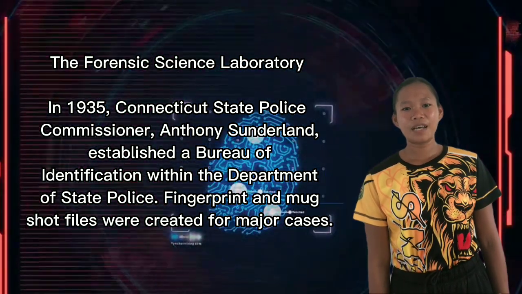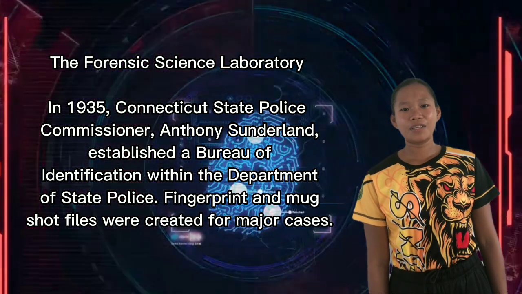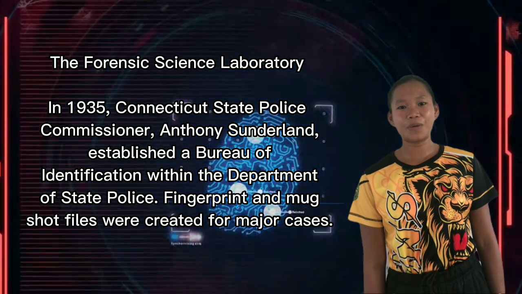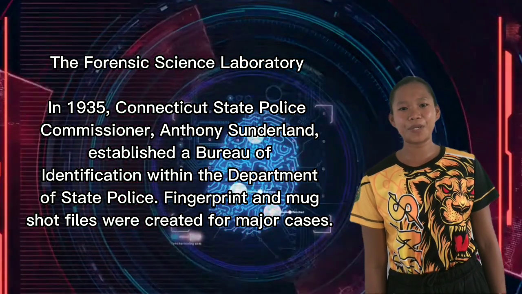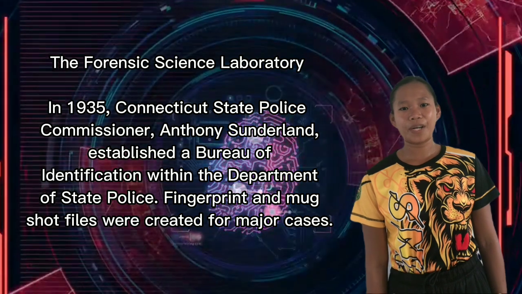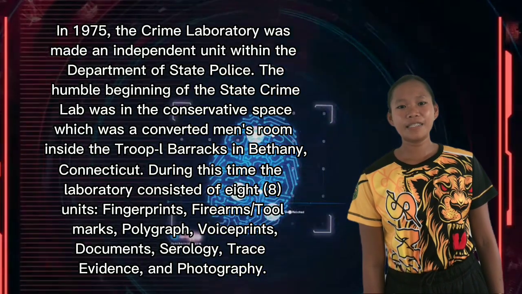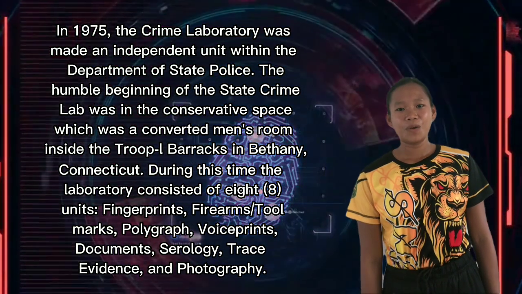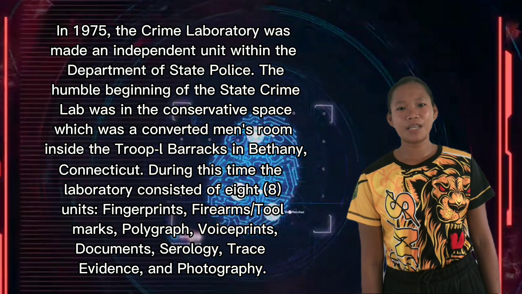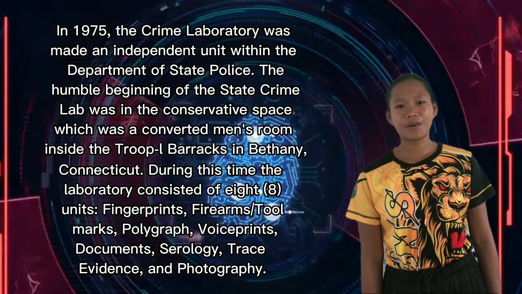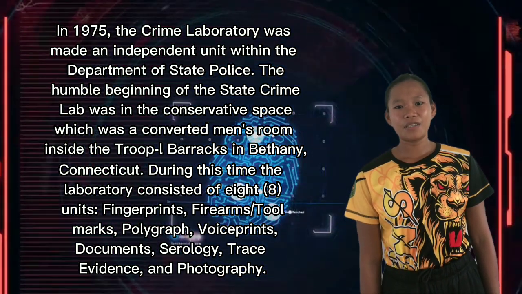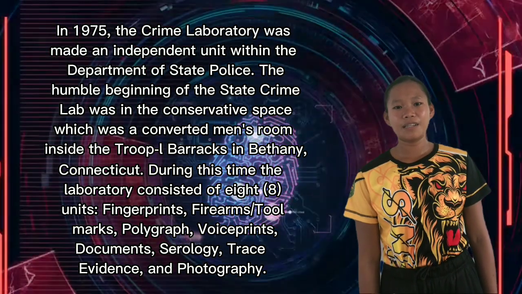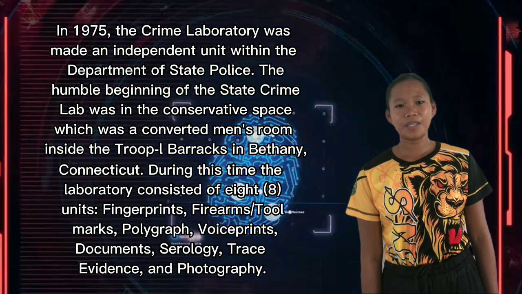The Forensic Science Laboratory. In 1935, Connecticut State Police Commissioner Anthony Sunderland established a Bureau of Identification within the Department of State Police. Fingerprint and mugshot files were created for major cases. In 1975, the crime laboratory was made an independent unit within the Department of State Police. The humble beginning of the State Crime Lab was in the forensic space, which was the converted main room inside the Thorpe and Brooks building in Meriden, Connecticut.